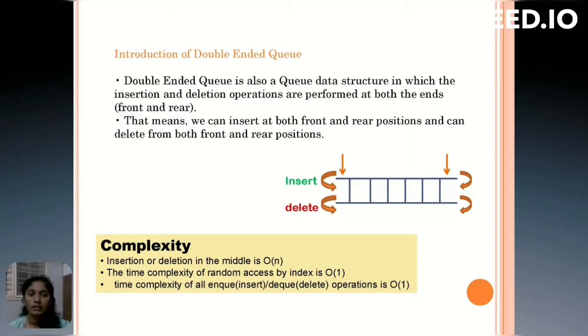Now we see the introduction of double-ended queues. A double-ended queue is also a queue data structure in which the insertion and deletion operations are performed at both the ends. That means we can insert at both front and rear positions and can delete from both front and rear positions.